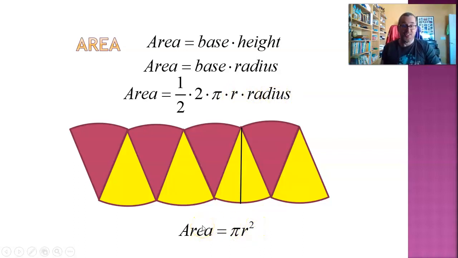The area of a circle is a little more than 3 r squared. Pi copies of a radius squared.